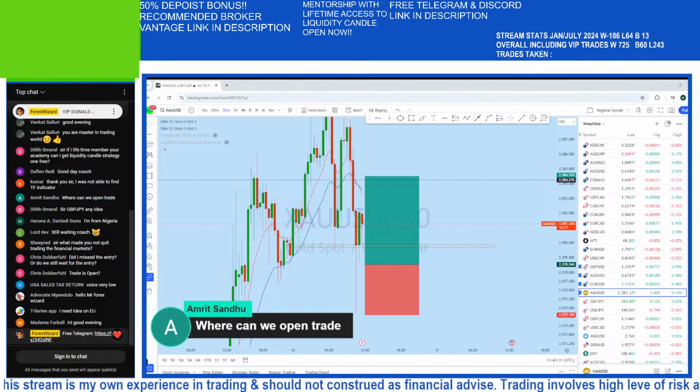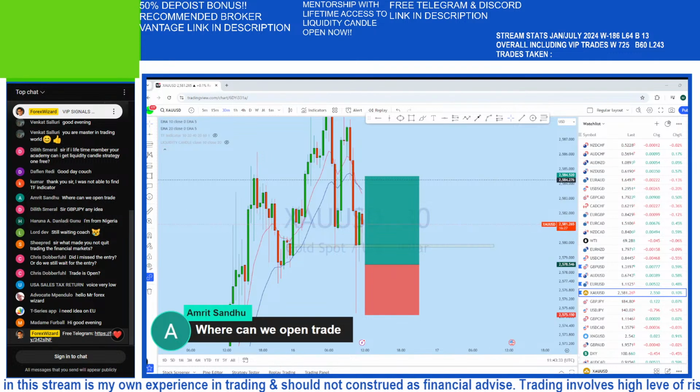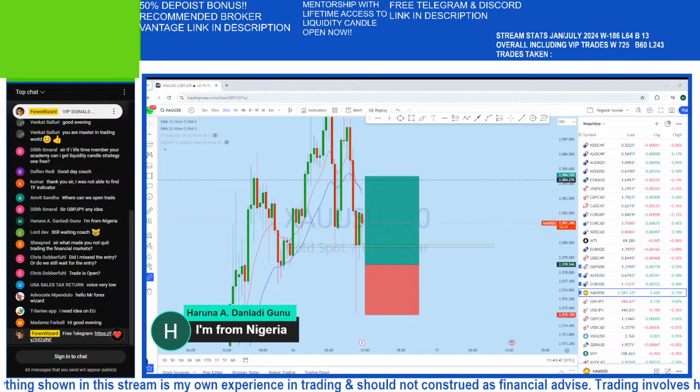Where can you open a trade? So you're waiting for a potential entry. As soon as we find an entry, we will be looking to enter. GBPUSD. Welcome. Thank you. Still waiting, coach.